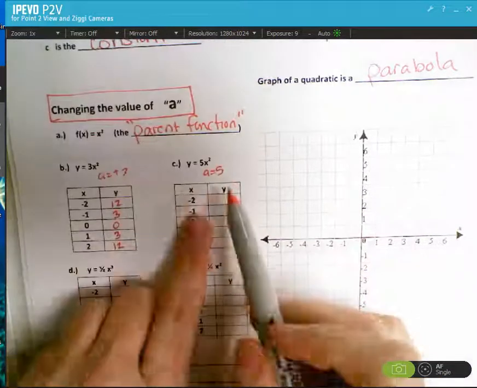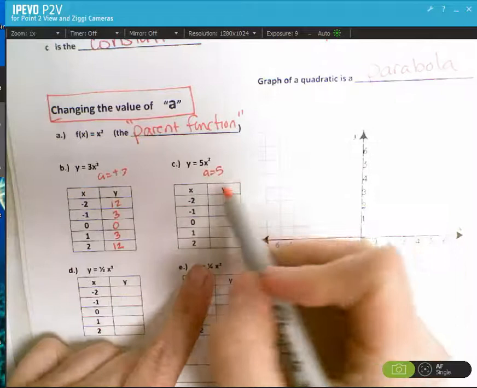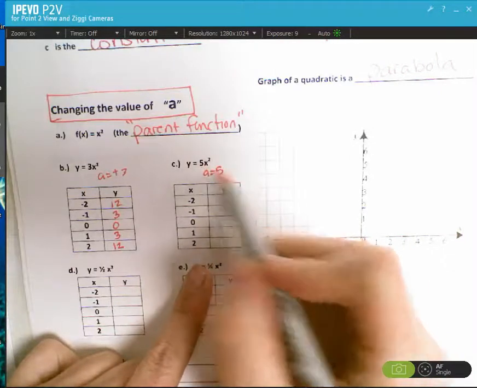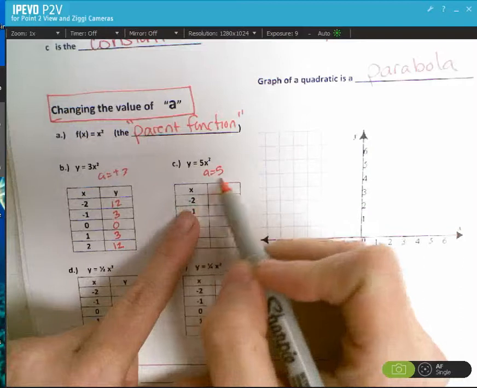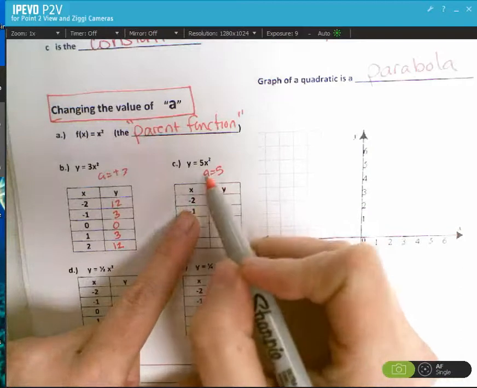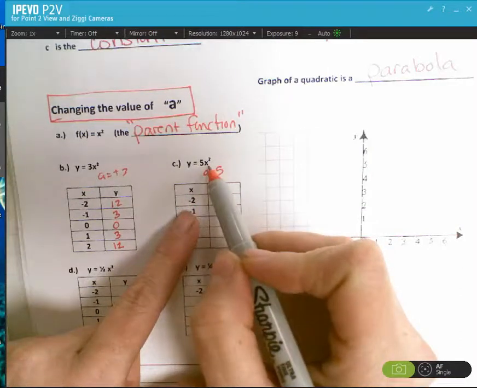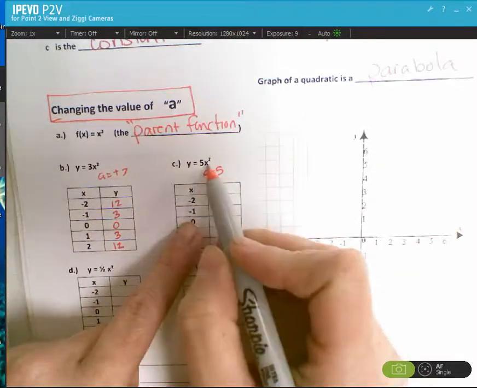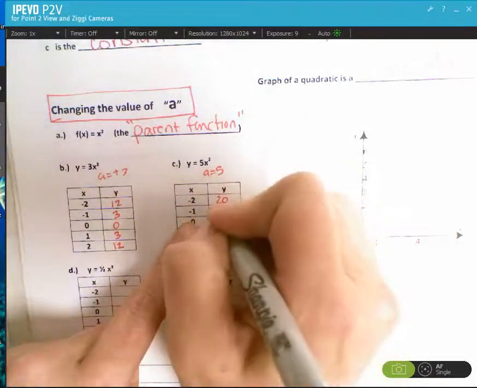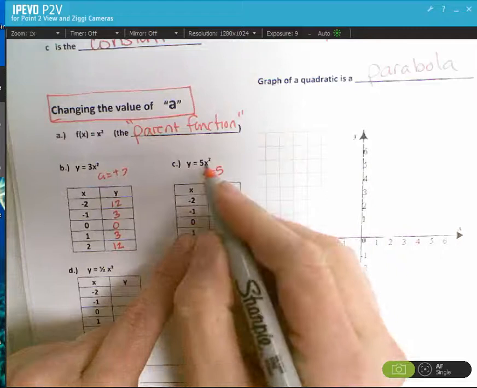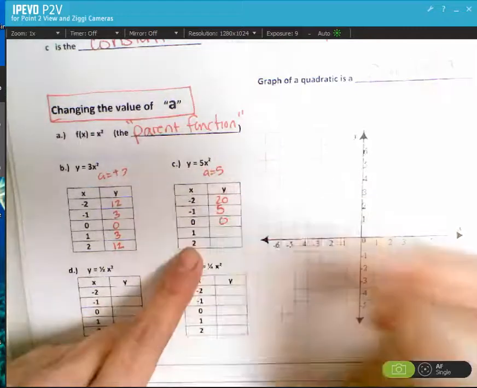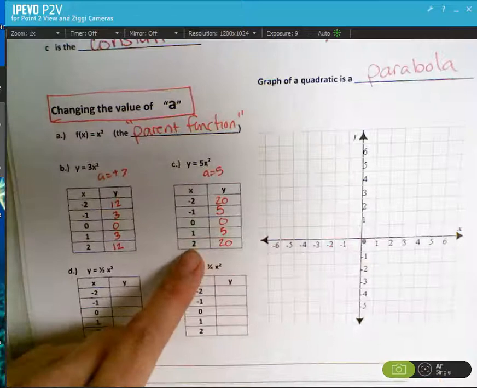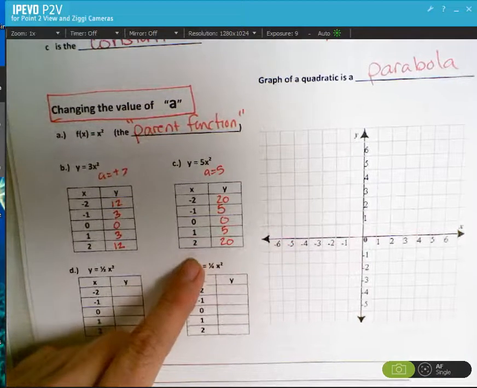Let's take a look at getting some charts here first. If a is 5, I substitute in 5 squared is 25 times 5. If a is 5, I'm substituting in negative 2. So negative 2 squared is 4 times 5 is 20. Negative 1 squared is 1 times 5 is 5. 0, when I substitute it in times anything, is 0. And then I automatically know I have a 5 and a 20 because I'm symmetric about that axis point.